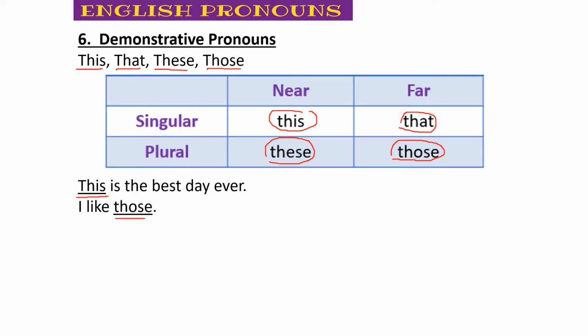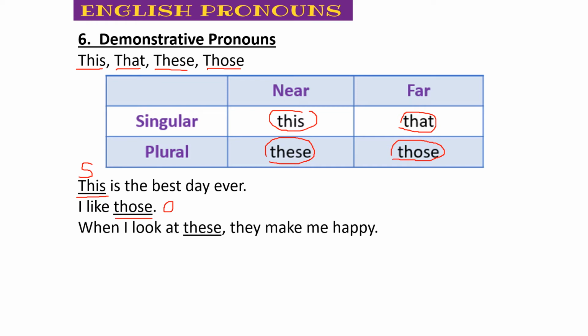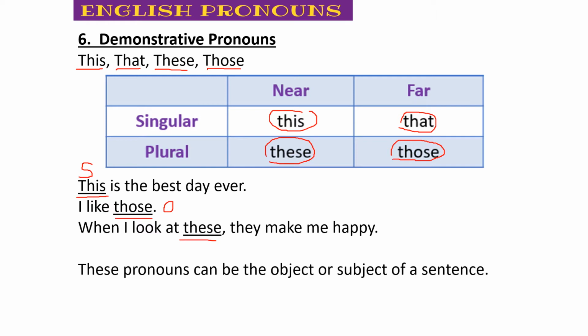I like those. You'll see here in this case, this is a subject. In this case, it is an object. Okay, this is the best day ever. I like those. Okay, when I look at these, they make me happy. These pronouns can be object or subject of the sentence, right? But it's easy. Both of you just say that's a demonstrative pronoun, that's a demonstrative pronoun, that's a demonstrative pronoun. All of these, all three of them are demonstrative pronouns. Doesn't matter if they are the object or the subject of the sentence.